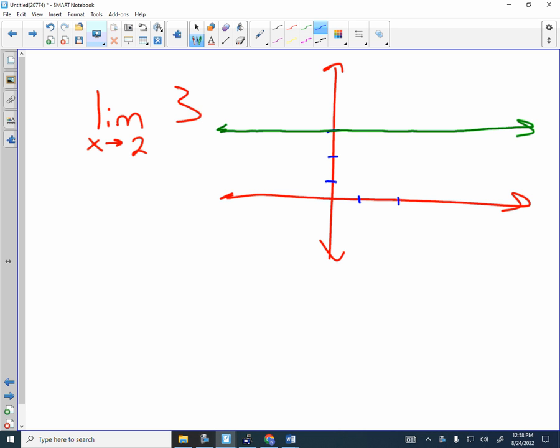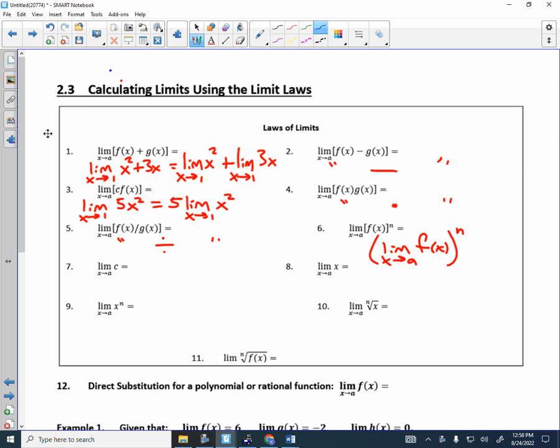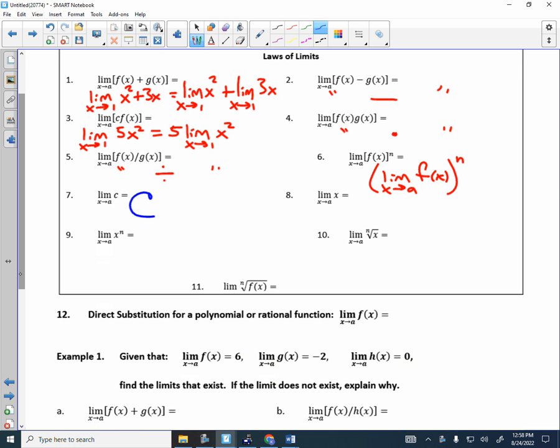So as x approaches 2, what does the height of the function approach? 3. So the limit as x approaches something of a constant is always just going to be the constant. Agreed? So that's what this one means right here. The limit as x goes to a of a constant is the constant. Look at the next one.